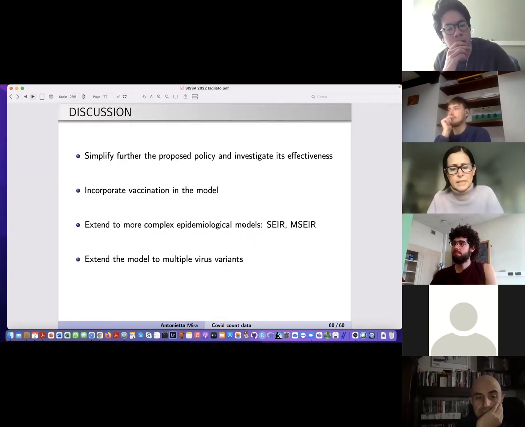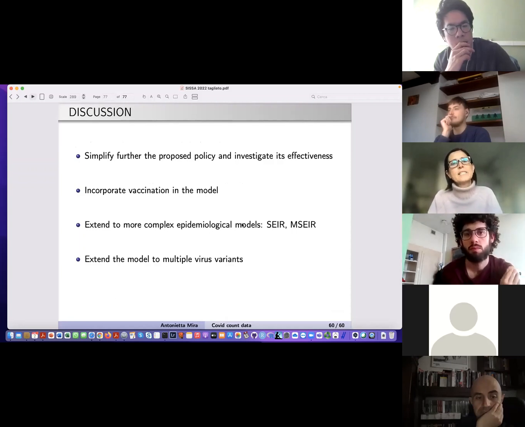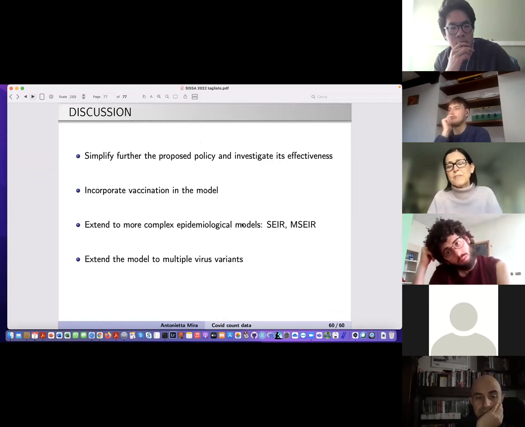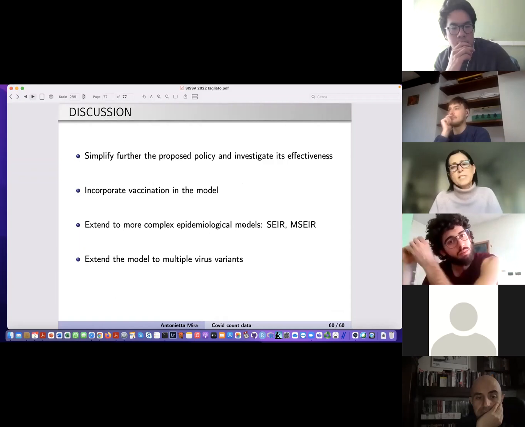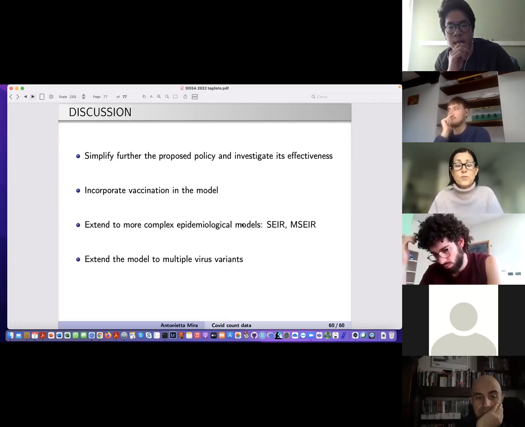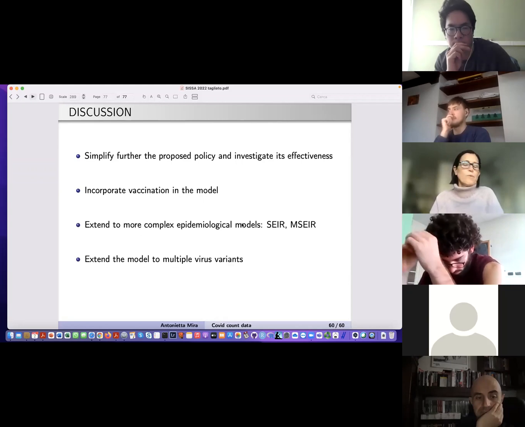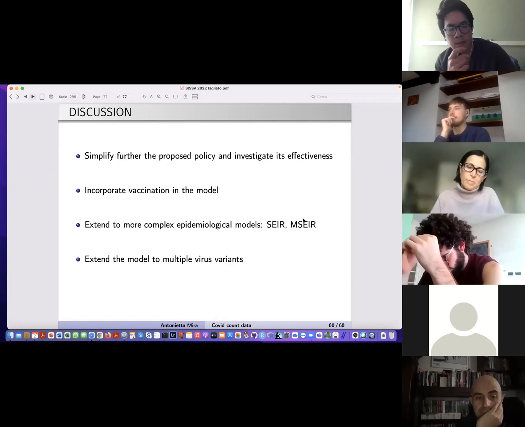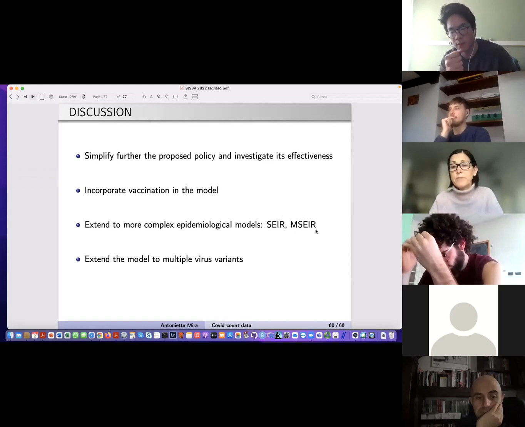So this is the end of my presentation. To conclude on this last paper, the referee asked us to further simplify the proposed policy and further investigate its effectiveness. We can again incorporate vaccination in the model, as Alessandro was suggesting, and we can make the epidemiological model even more complex.